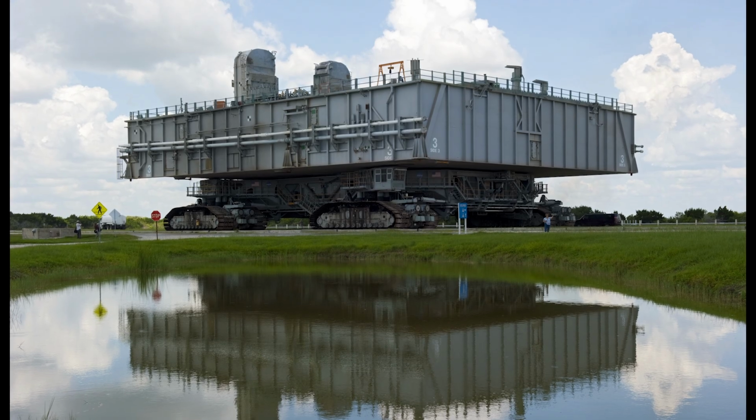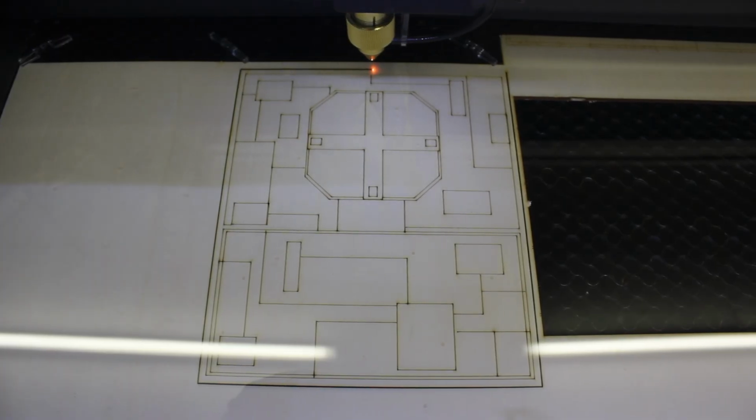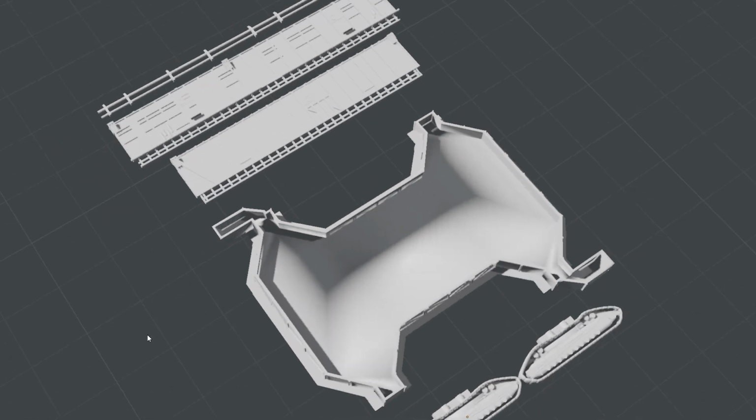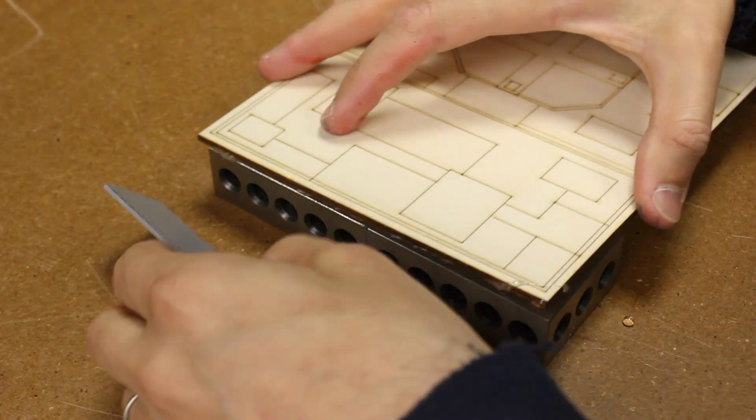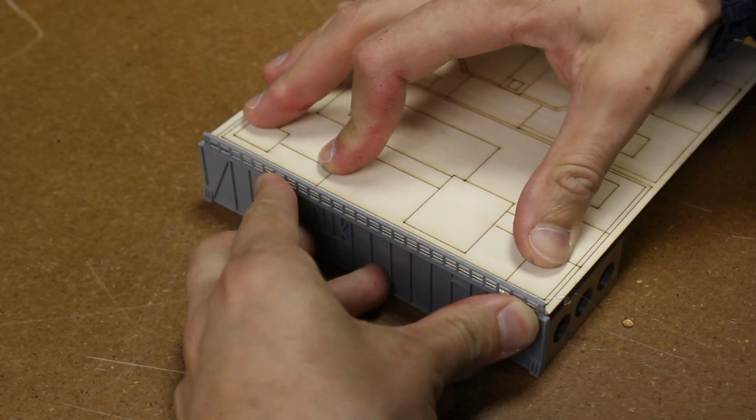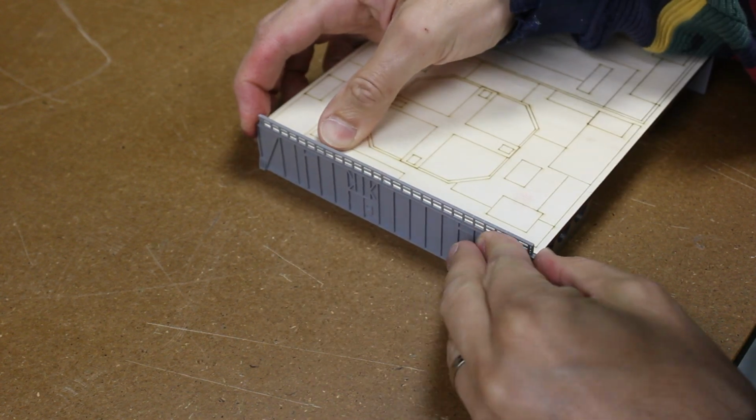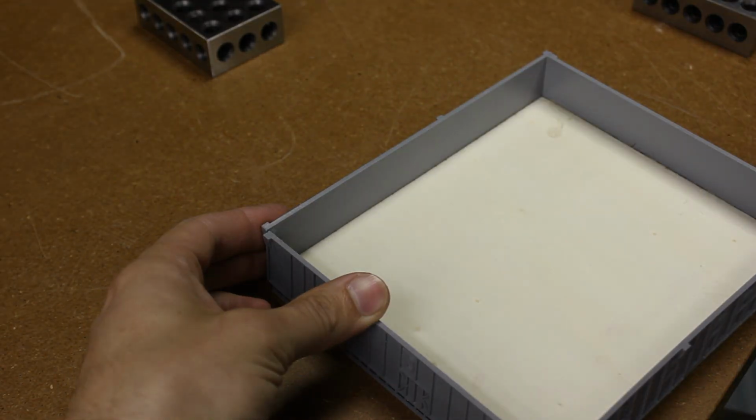Alright, so now it's time to start working on the crawler slash transporter. The pattern on the base was engraved with the laser, and its sides were modeled in 3D, along with these magnificent enormous tracks, and then 3D printed. Then it was just a matter of gluing all the sides to the base. For this I used a hot glue gun. It's a strong glue, but it's messy. But here I could hide the excess glue inside the box, so it won't be seen.